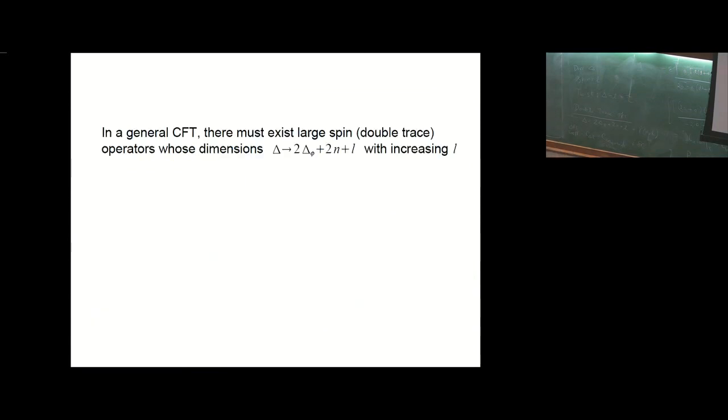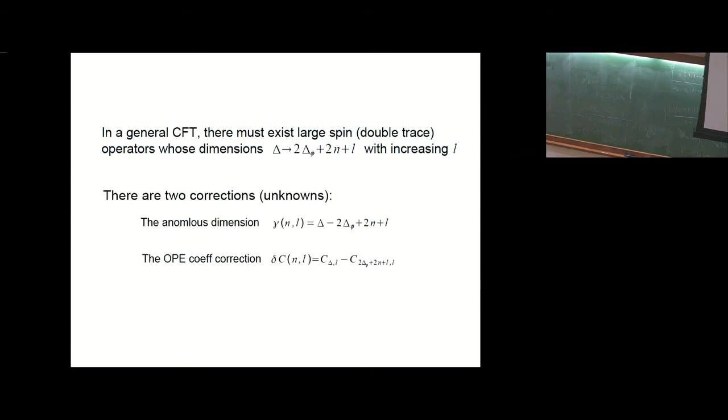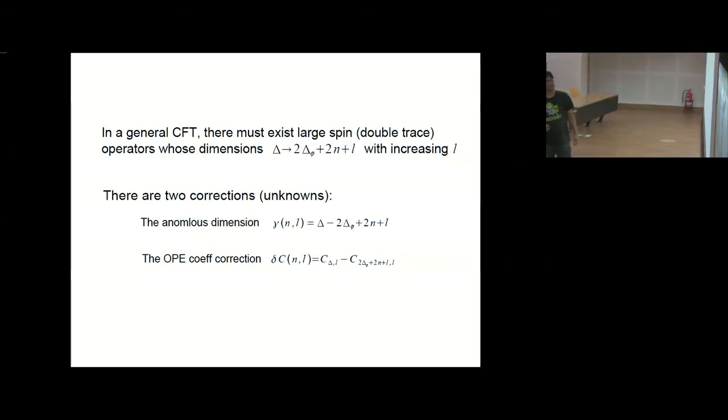So what we get to learn is, in a general CFT, we will have double trace operators whose dimensions will approach 2 delta phi plus 2n plus l with increasing L, plus I will have two corrections to them. So these corrections I call the anomalous dimension. This is a correction to the conformal dimension, and the OPE coefficient correction, delta C.